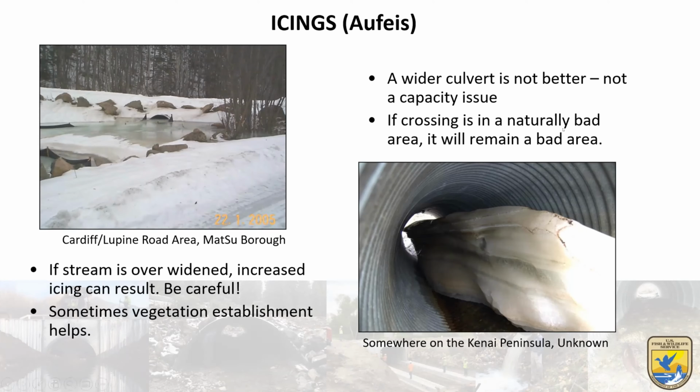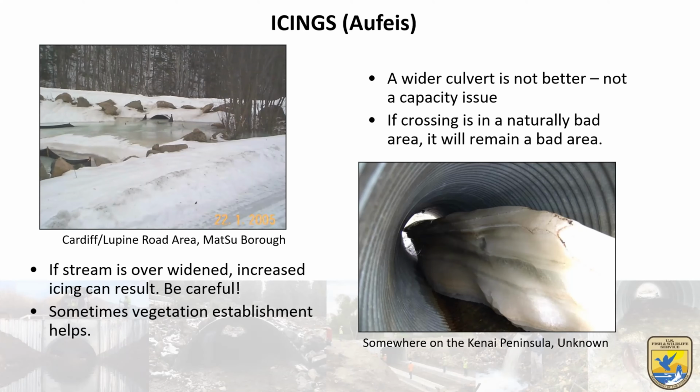A wider culvert is not necessarily better, or it is not a solution. It can help a little bit, but it's not a capacity issue. This aufeis formation, it's a different animal, and it'll still be bad if it's in a bad area. One of the other aspects of aufeis is fish passage in the middle of summer. Here on the right is a culvert in the middle of the Kenai Peninsula, where, here we are in June or so, and you still got this giant block in there blocking fish passage. So it's something that we need to consider and account for in some ways.